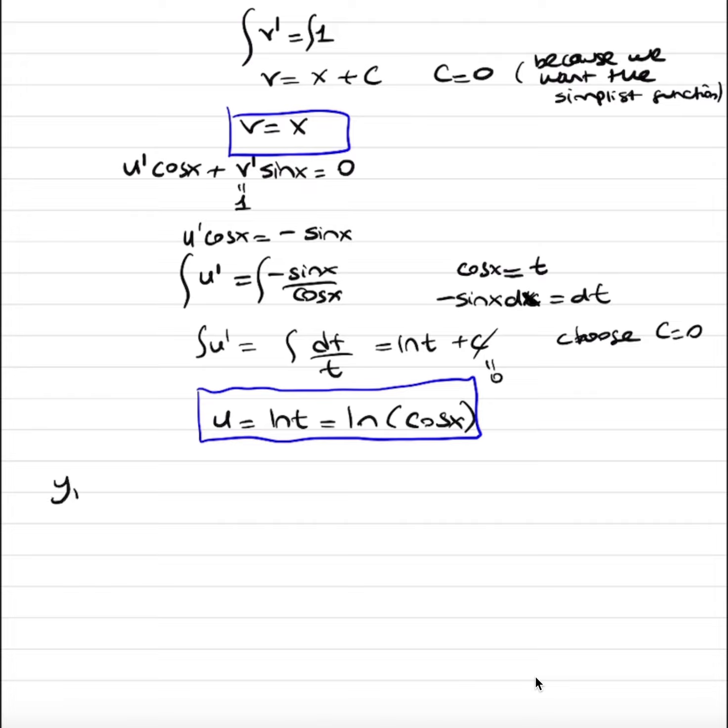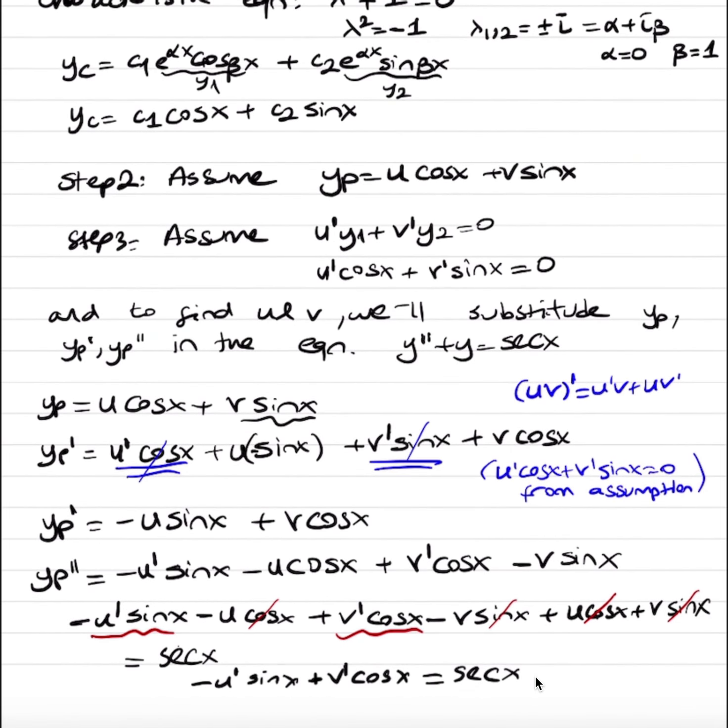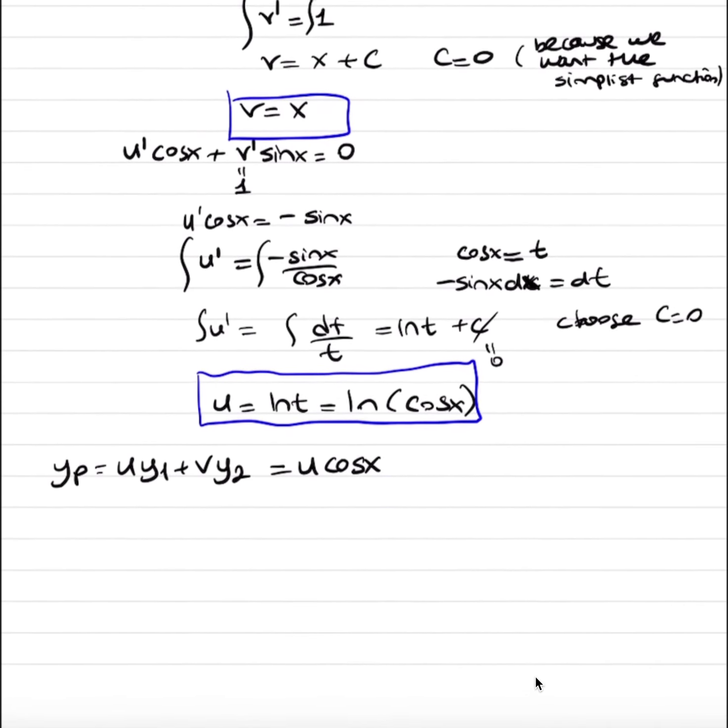Then what is our y particular? Y particular was u times y1 plus v times y2. So this was our y particular, u times cosine x, v times sine x. So it is ln cosine x times cosine x plus x sine x.